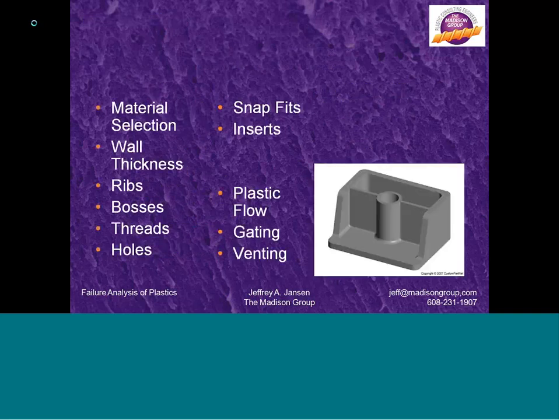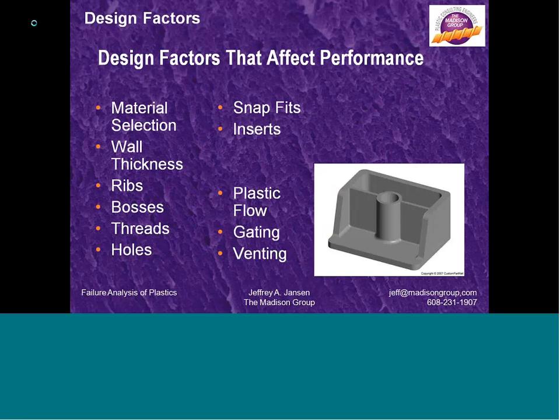Our next area is design-related factors. There are a lot of things about design that affect the performance. Certainly, I consider material selection to be part of design, because when I think about a design, I've got to make it out of something. So what I make it out of, that selection process is part of the design process, I think. Then we've got wall thicknesses, ribs, bosses, threads, and holes, a lot of different things about the design. We've got snap fits and inserts.